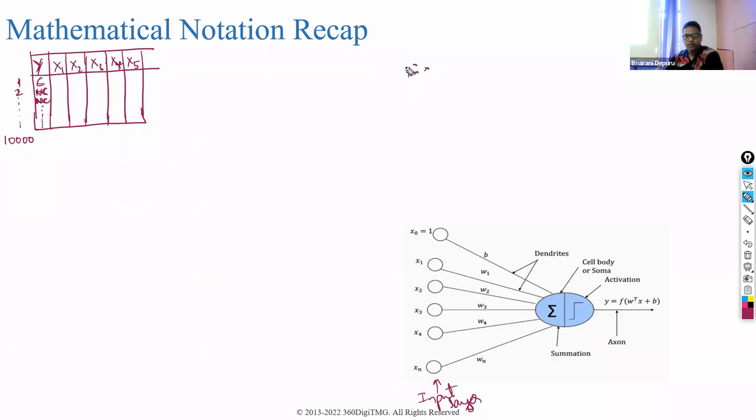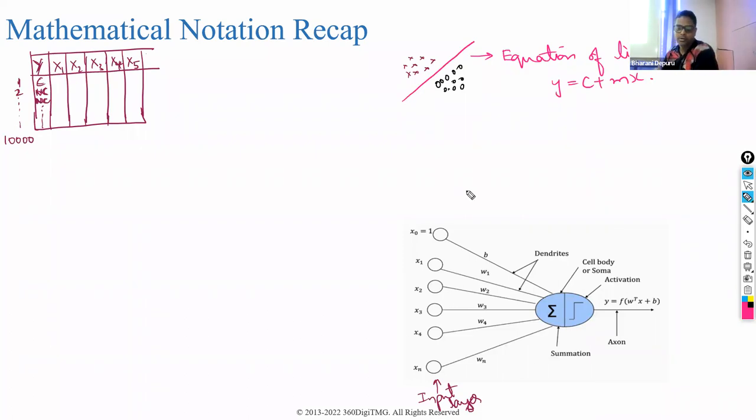So if I have the cross marks and say you have the circles, how do I segregate these two using a line? And what is the equation of this line? Equation of line is y is equal to mx plus c. I can also write it as c plus mx. And in regression analysis, you have y is equal to beta naught plus beta 1 into x. And when it comes to neural networks, you'll have y is equal to b plus mx. Instead of this m, I can write it as wx. If you want me to represent everything using lowercase, I can do that.